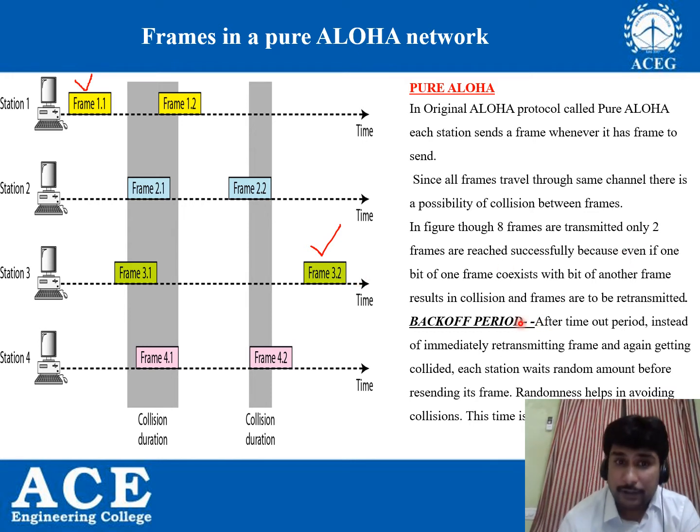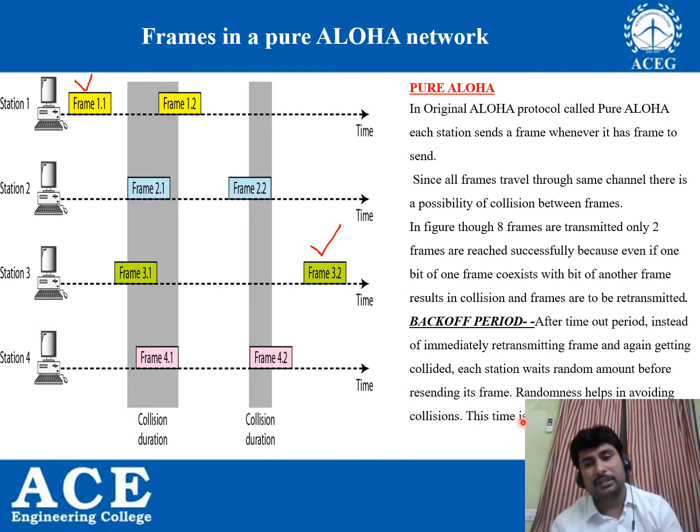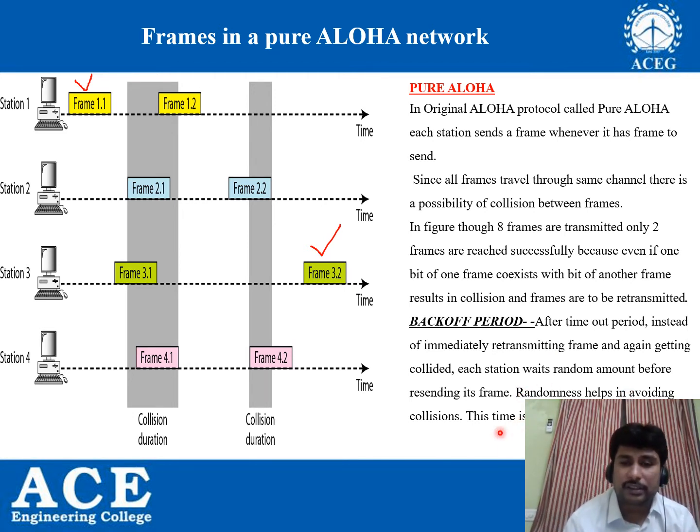And whenever there is a collision of frames, we should not send the frames immediately because there will be further collision. So what we try to do is, once a collision occurs, we wait for a random amount of time before resending the frame. Randomness helps in avoiding these collisions. This time is called the backoff period.